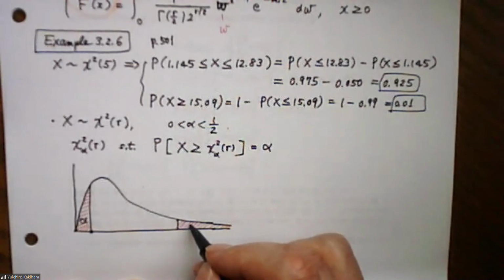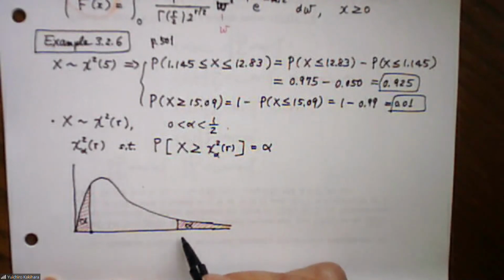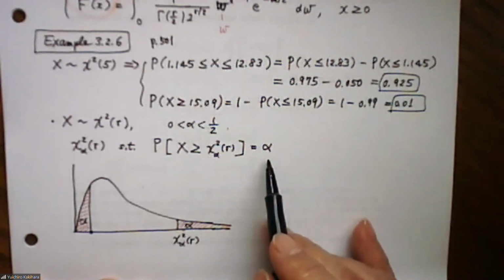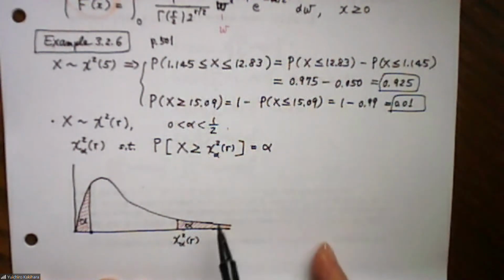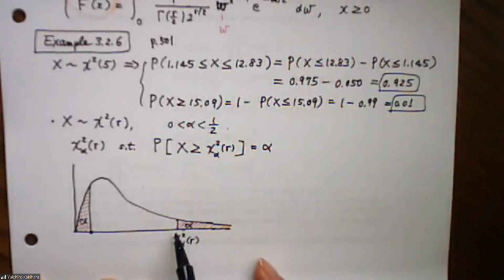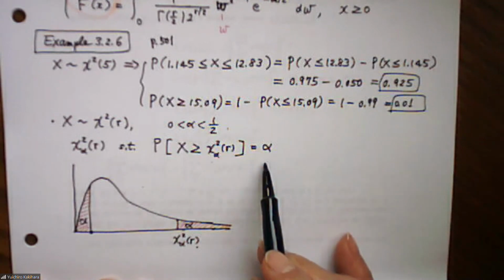So this region's area is alpha. Then this is your point chi-squared sub alpha of r. X is greater than this number, so this portion's area is alpha. Make sense? This number is chi-squared sub alpha of r. X is greater than that number, and that portion's area is alpha. That's the meaning of this.